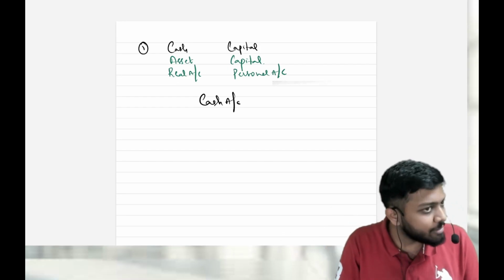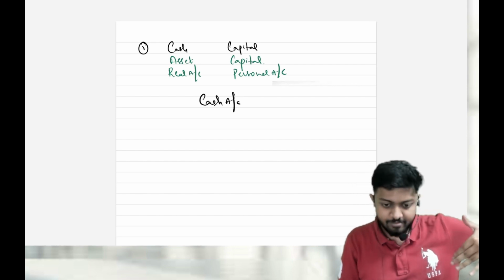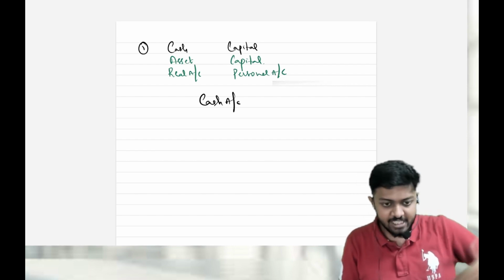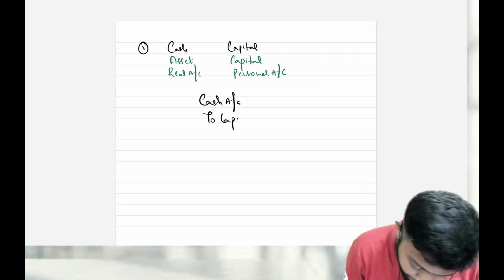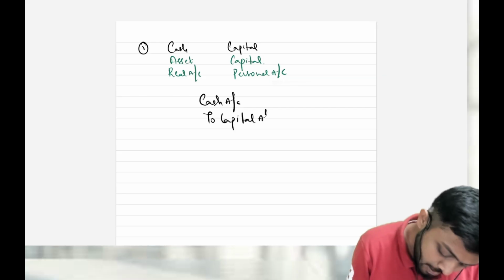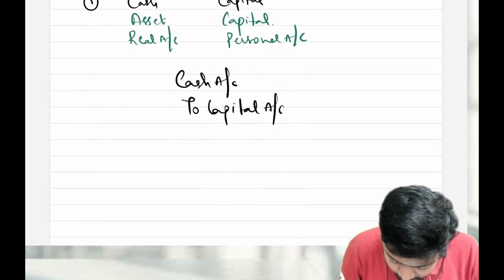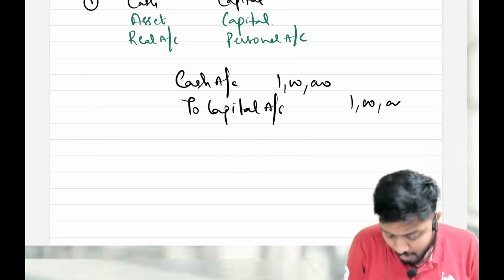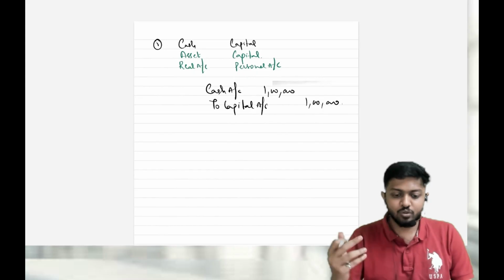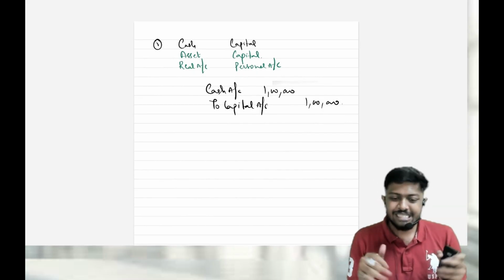Now for capital, I have to apply personal account rules. Personal account rules: debit the receiver, credit the giver. Here, the giver is our owner. Owner is giving us. So credit the giver. So I will credit capital account. How much is the capital that he has put? It is 1 lakh. So this is how we do journal entries via golden rules of accounting. This you should know for the sake of it, okay?